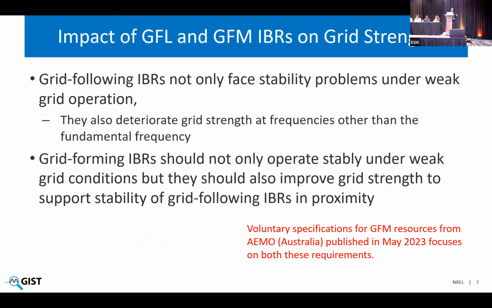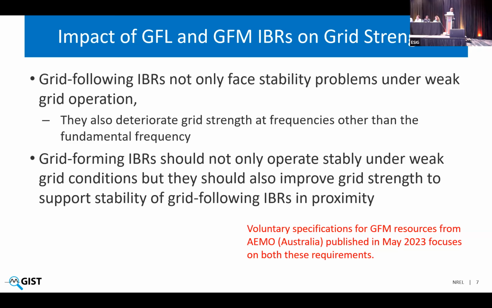So, 2 aspects of grid strength. First, grid following IBRs don't like weak grid conditions, and they also sometimes deteriorate grid strength. So it's not just that they have problems operating with weaker grids, but sometimes, not always, at certain frequencies, the grid strength might be very poor because they deteriorate it for IBRs in their proximity.